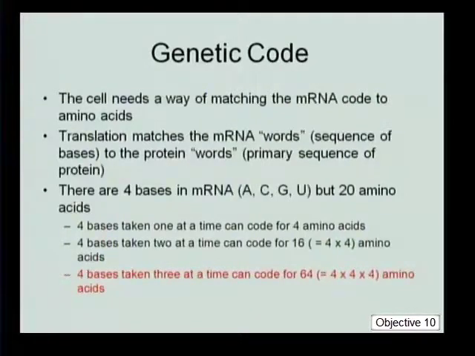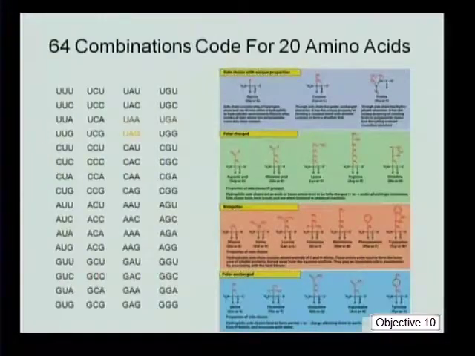AAA, AAC, AAG, and so forth. So here we see those 64 possible combinations. There's 64 combinations, which is more than enough to code for 20 amino acids.